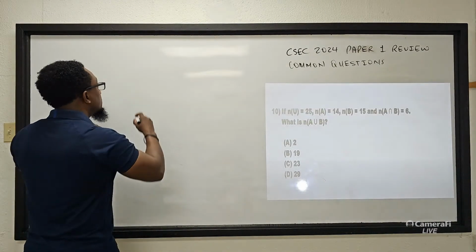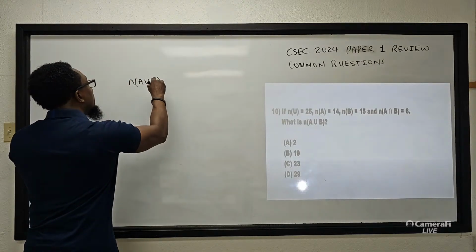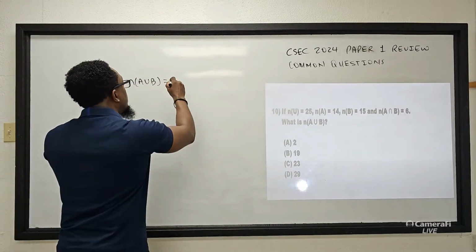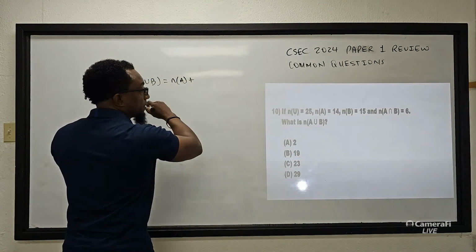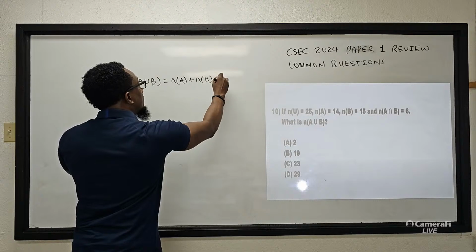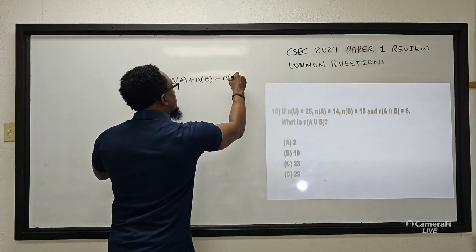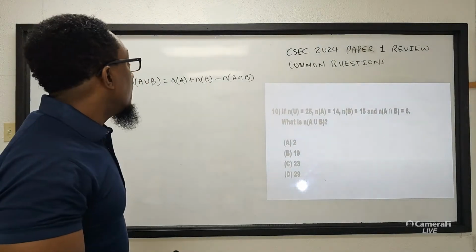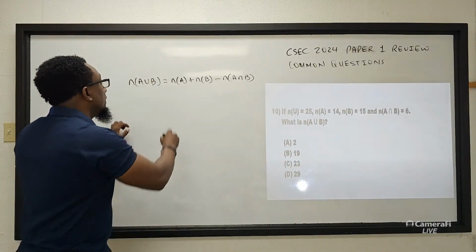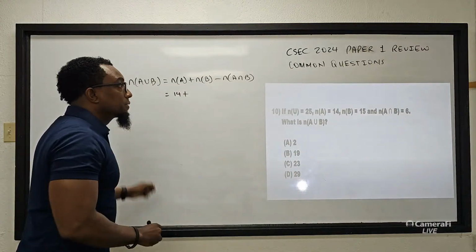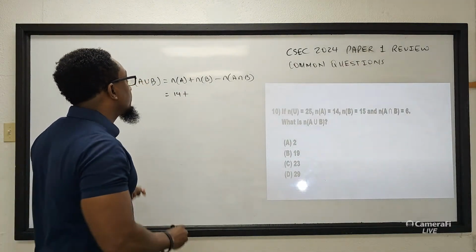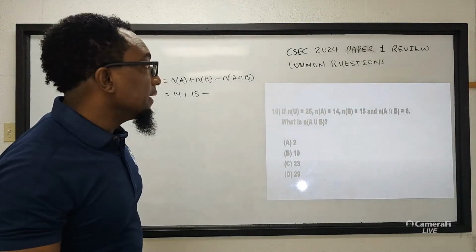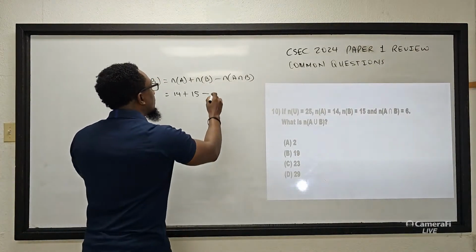So the number of elements in A union B, of course, we have to know this formula for the union of two sets. It's going to be the number of elements in A plus the number of elements in B, subtract the number of elements in A intersect B. We have all the details there. The number of elements in A will be 14, plus the number of elements in B will be 15, subtract the number of elements in A intersect B, which will be 6.